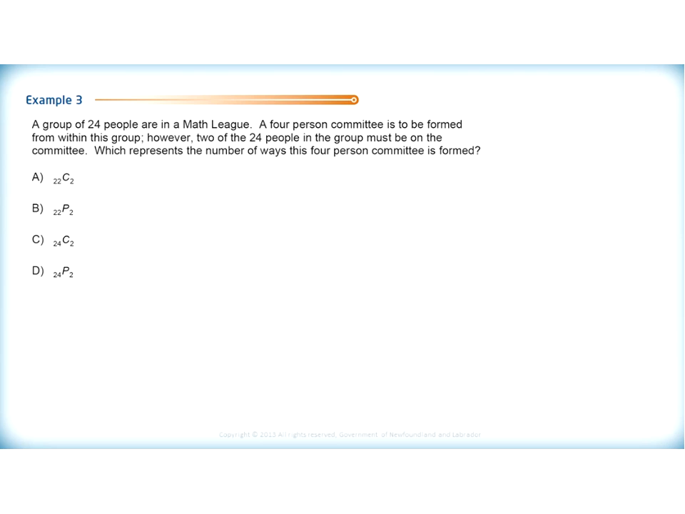So there's 24 people in the group. 2 of them have got to be on the committee. They're really, really smart in math, and you'll want those 2 people. So he chooses those 2 people. There's only one way of choosing the first person that he wants, and there's one way of choosing the second person that he wants. Now, he needs to choose the other 2 people to make up the 4-member committee.